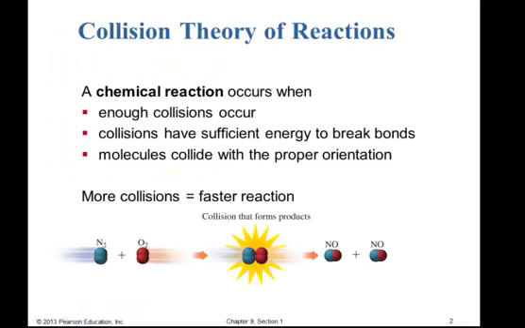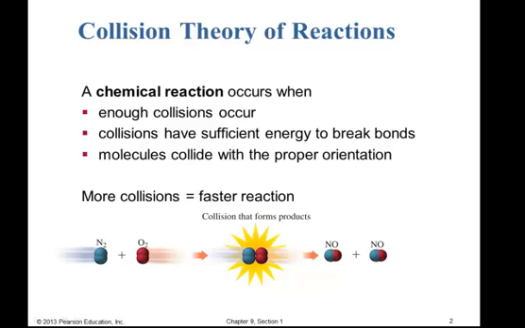Alright, the first thing we're going to start talking about is the collision theory. The collision theory says that reactions occur when three things are met. We have to have a sufficient number of collisions, so the more collisions that are possible, the better the reaction would occur. The collisions have sufficient energy to break the bonds, because they're going to have to break bonds in order to form new ones. So they have to hit together hard enough to break those bonds. And thirdly, the molecules collide with the right orientation.